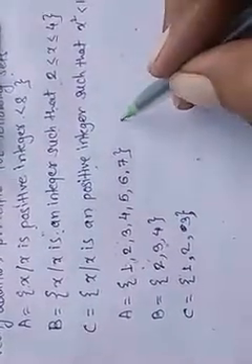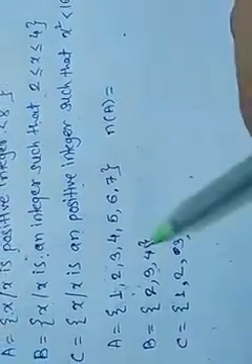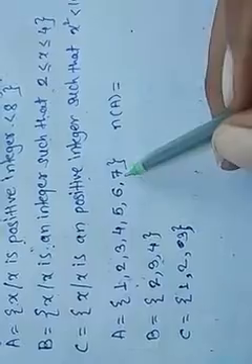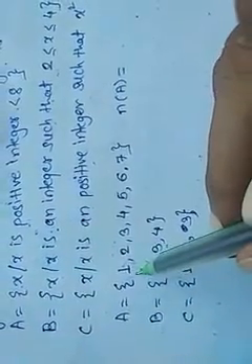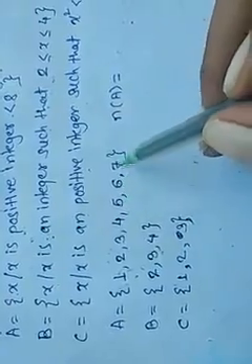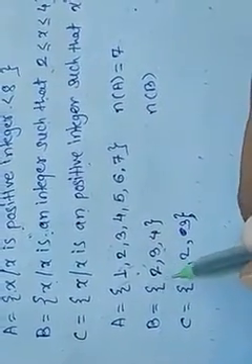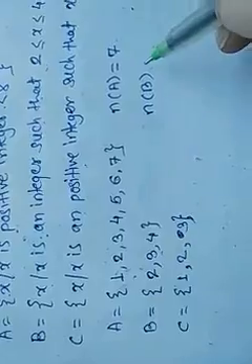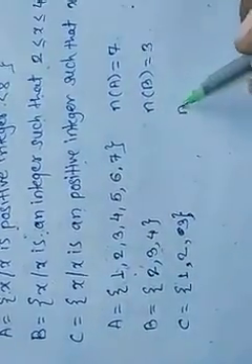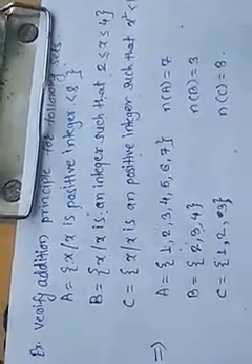Now we have to find n(A), that is, the cardinality of A, which means the number of elements in set A. So in this set A, here 1, 2, 3, 4, 5, 6, 7. There are 7 elements, so n(A) is equal to 7. n(B): here we count elements from set B. There are 3 elements, so n(B) is equal to 3 and n(C) is equal to 3. Okay, we have to verify the addition principle.